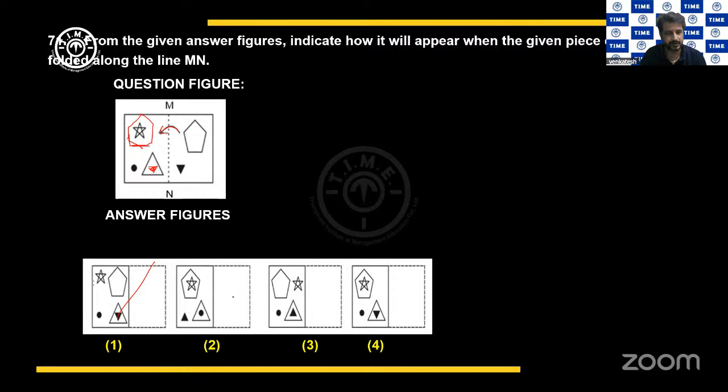Not the first option, definitely. Second option, right? Not the third option. No, not the second option, because it is a circle. Actually, it should be a triangle. No, the fourth option is the correct one. So everything is matching with the fourth option.